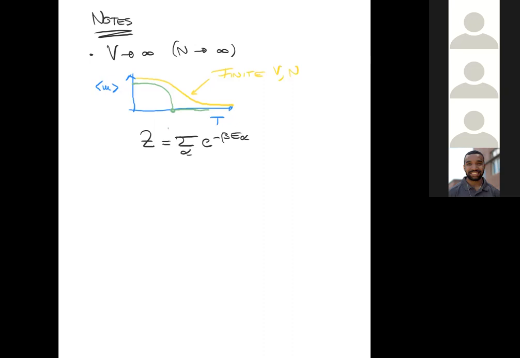So the best you can hope for is that if you make n bigger, then somehow it starts to look sharper, but it's never going to be infinitely sharp. So this is a bigger value of n, and then the green curve would correspond to infinite n.